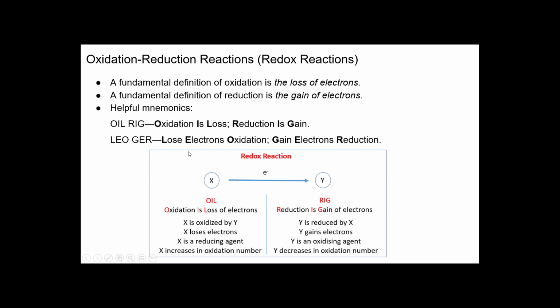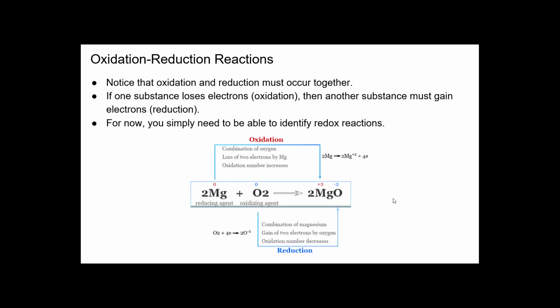What this means is that oxidation is a loss of electrons. X is oxidized by Y. X loses electrons. X is a reducing agent. X increases in oxidation number. Again, I'm not really going to test on this, but I'm giving it to you because I have to. Reduction is gain of electrons. Y is reduced by X. Y gains electrons. Y is an oxidizing agent. Y decreases in oxidation number. You will have to learn all of this in 111.